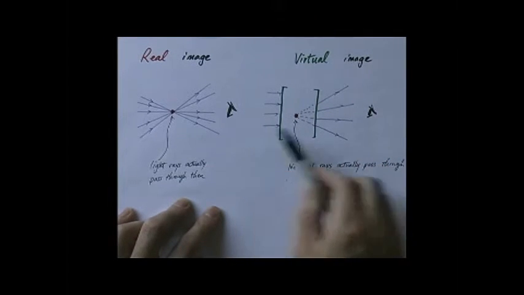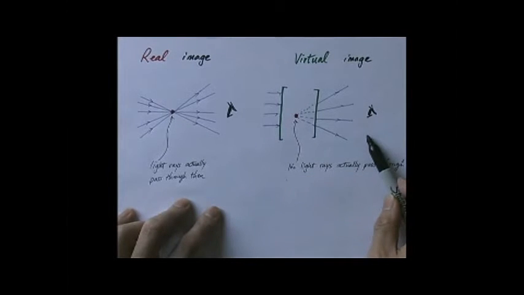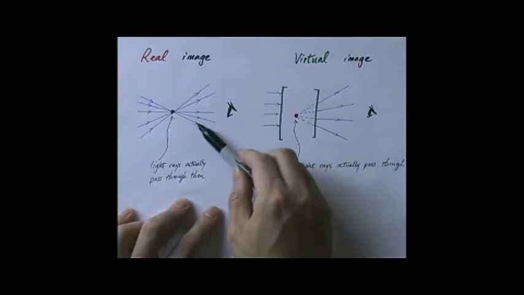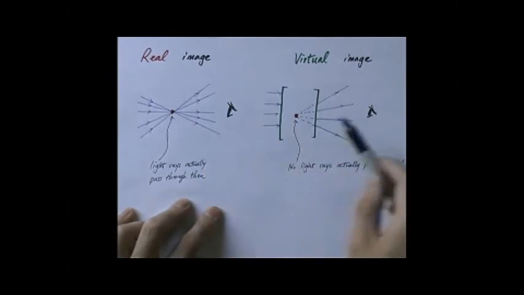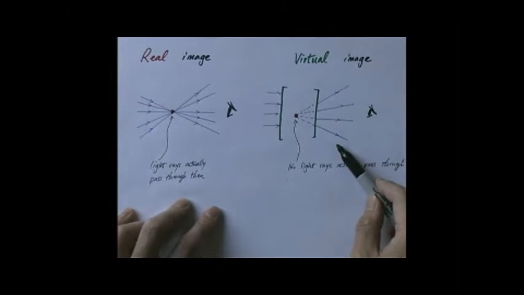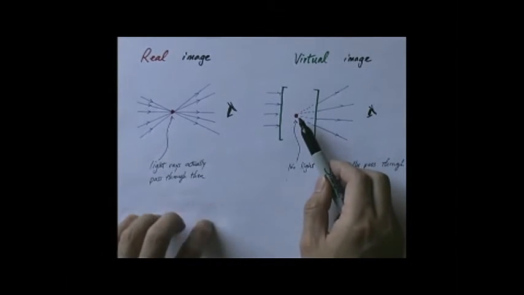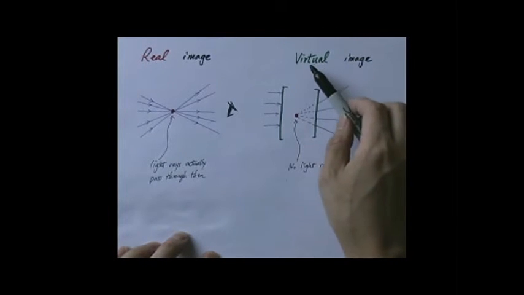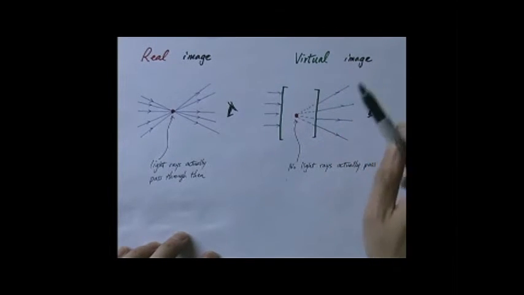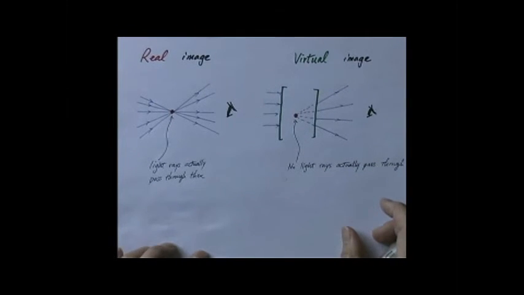In fact, look at these two cases. Here we have light rays going this way, coming from a real point. Here you get light rays which appear to be diverging in the same way as that, except that they do not really come from that point, but they appear to be doing so. This is an example of what's called a virtual image. No light rays actually pass through that point, but it can nonetheless still be very convincing.